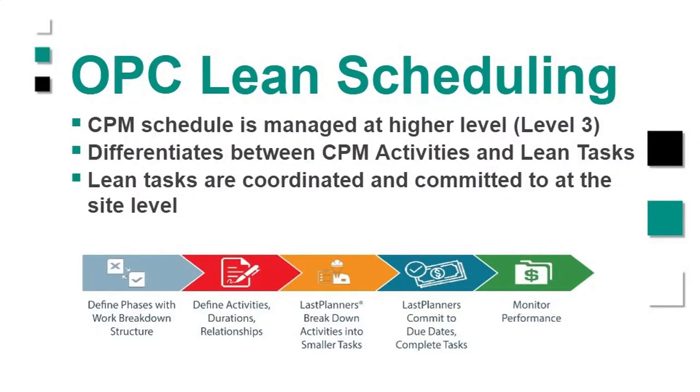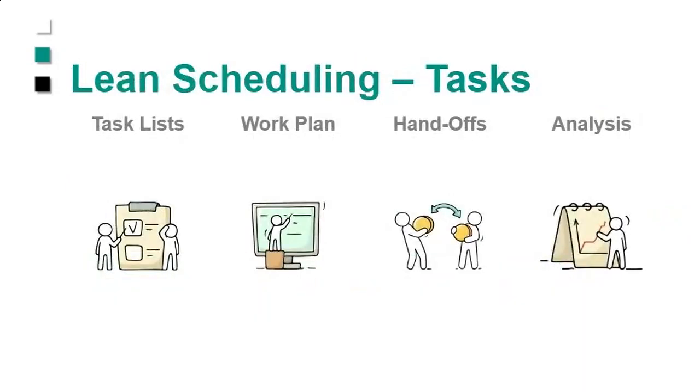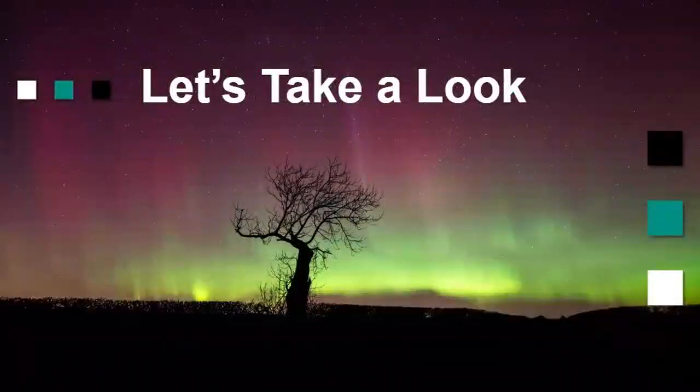Okay, so I already talked about that. And the lean scheduling has layers to it as well, different components to it, I guess is a better way to say it, with lists, task lists, work plans, the ability to do handoffs, and you can analyze where they went awry or where they were on track. Okay, so it's got that built into it. That's something that she's going to show you, and she's going to do a deep dive on those layers.